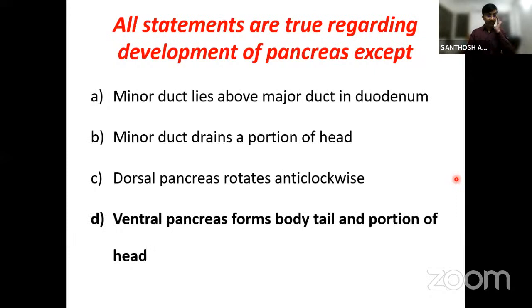So the answer is: the ventral pancreas forms the body and tail and portion of the head. It is actually the dorsal pancreas which forms the body, tail, and portion of the head. The inferior portion of the head and the uncinate process are formed by the ventral pancreas.